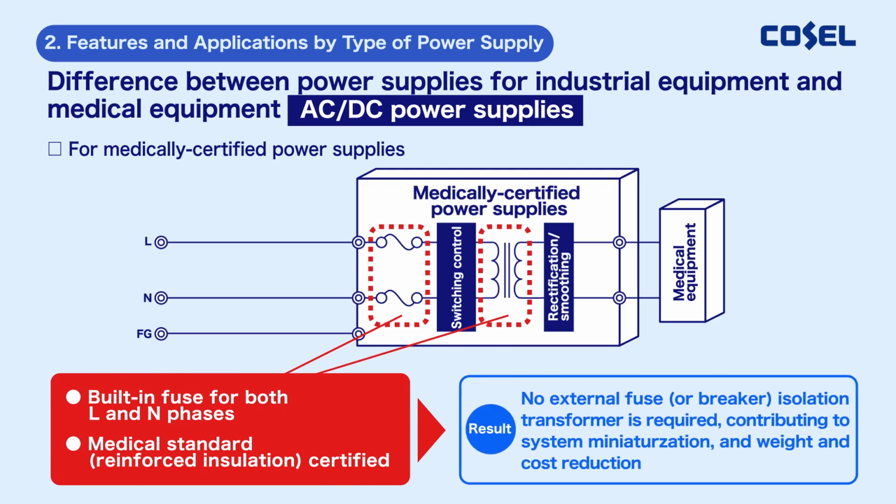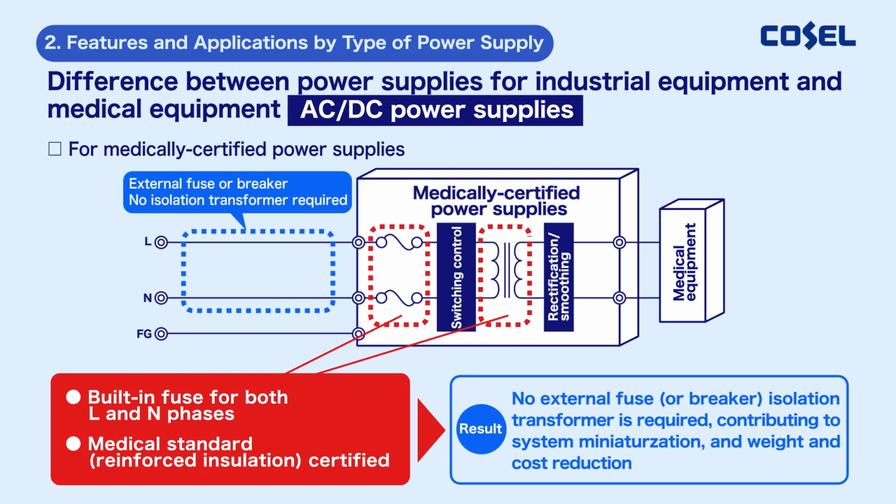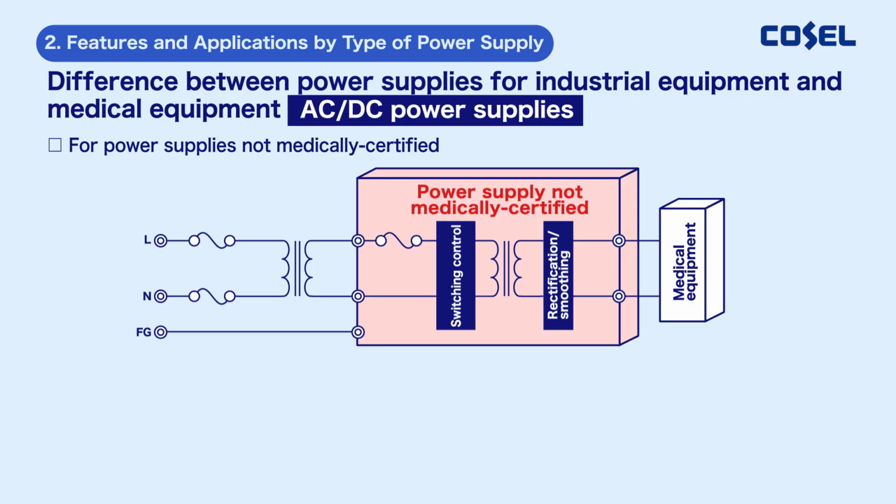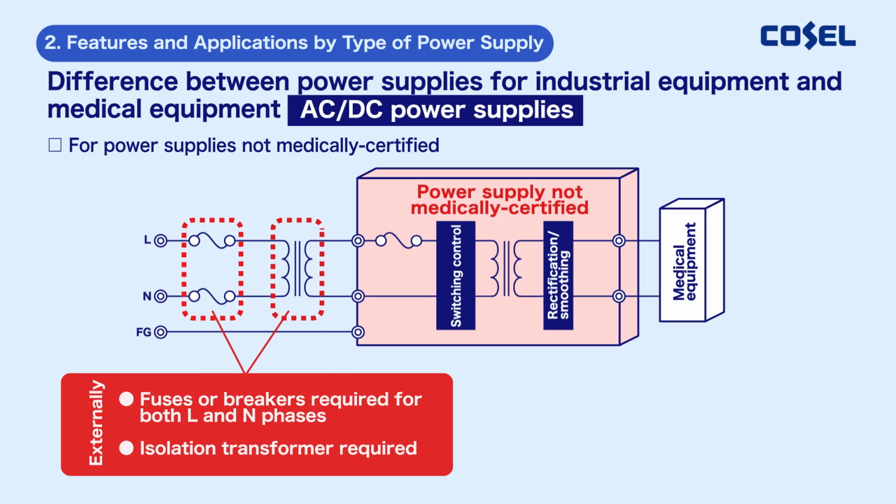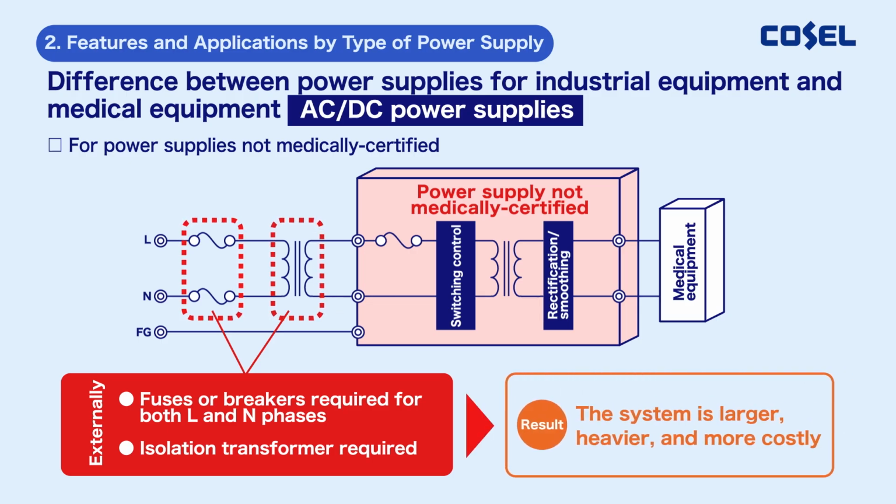This eliminates the need for external two-phase fuses, breakers, and isolation transformers, contributing to miniaturization and weight and cost reduction for your system. If medical standards are not yet obtained, external two-phase fuses and breakers can be installed or an isolation transformer can be used, but in some cases the system will be larger and heavier, increasing costs.